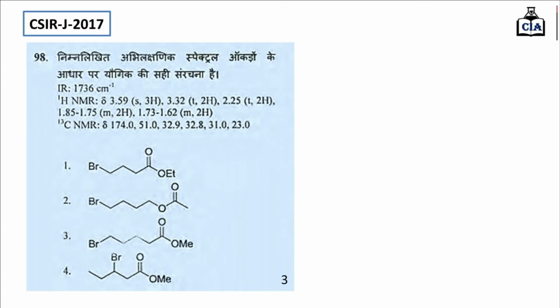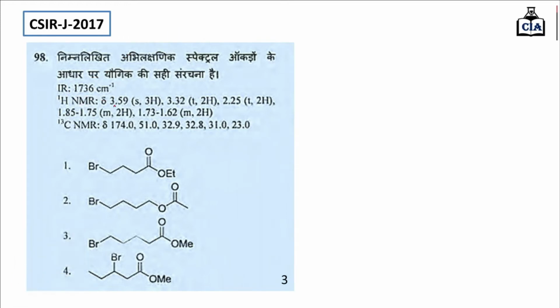Now this question is from CSIR June 2017. In this question we have to find out the correct structure of the organic compound. Now this IR absorption at 1736 indicates that our compound is an ester. So if you look at all the options, all the compounds are esters, so all options might be correct. Now just check the next data.